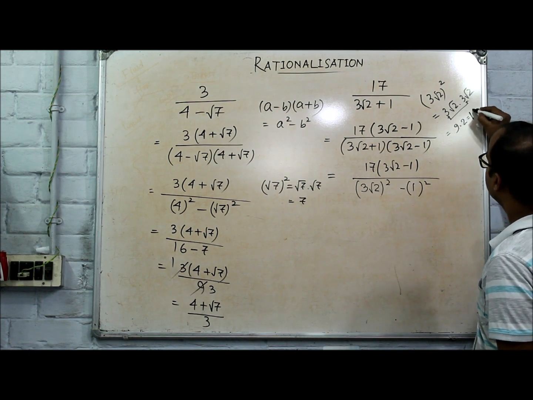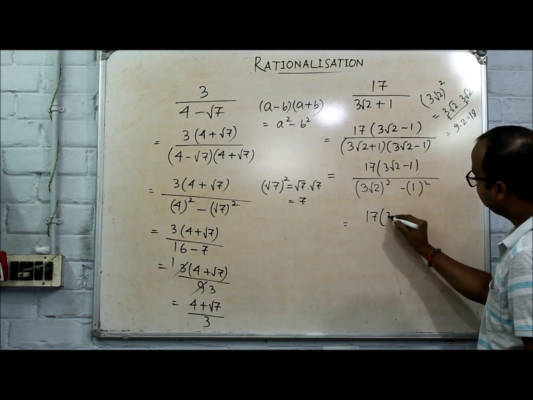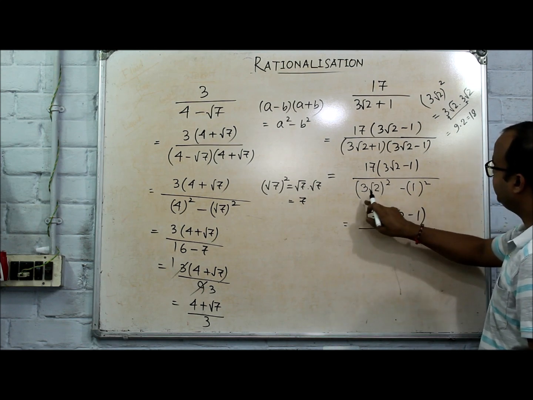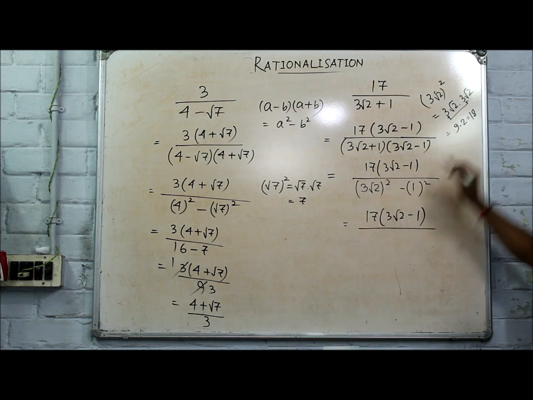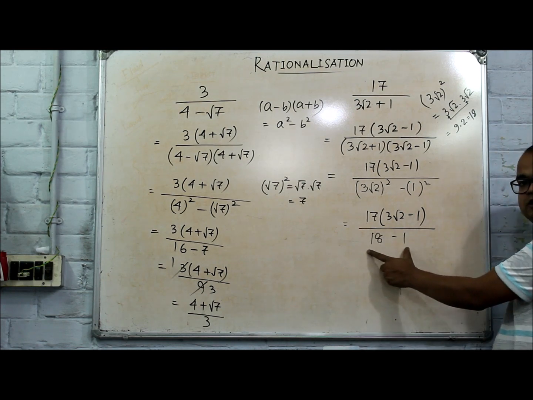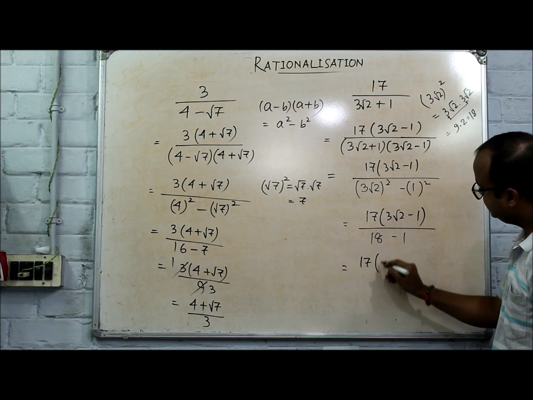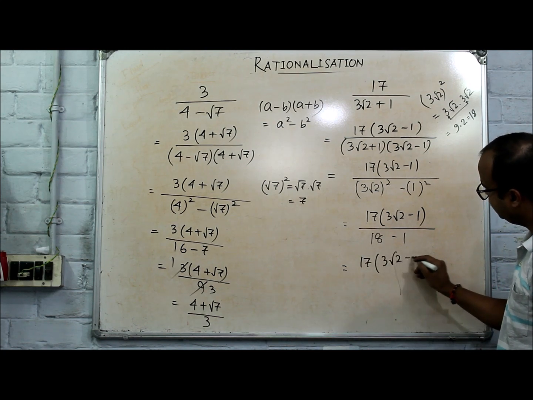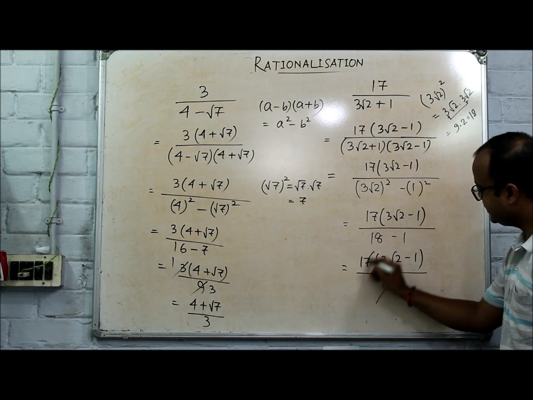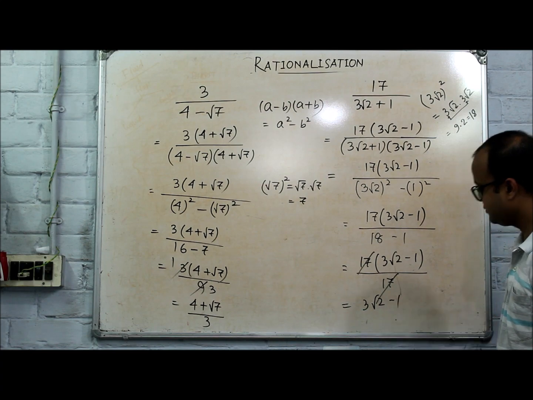9 twos are 18. So 17 (3 root 2 minus 1) by, in place of (3 root 2) square we can write 18 minus 1. 18 minus 1 is equal to 17. So 17 (3 root 2 minus 1) by 17. 17 and 17 will get cancelled. 3 root 2 minus 1.